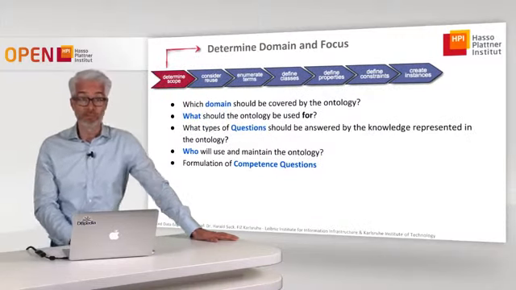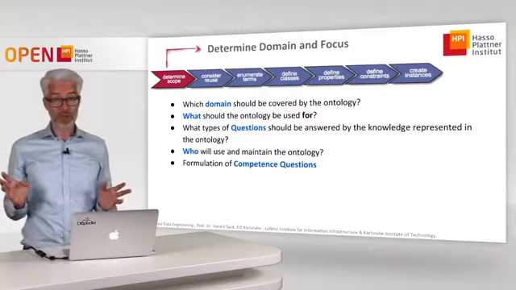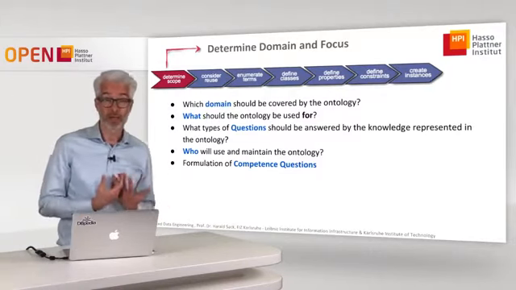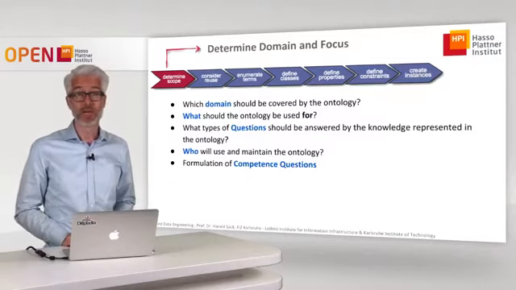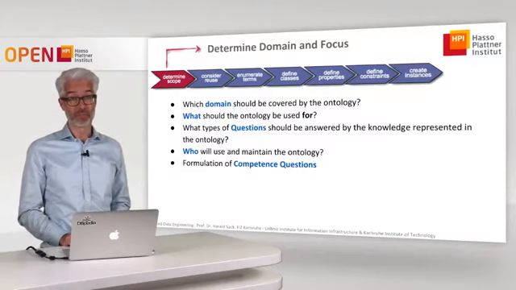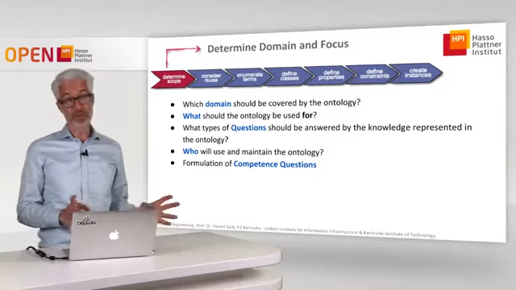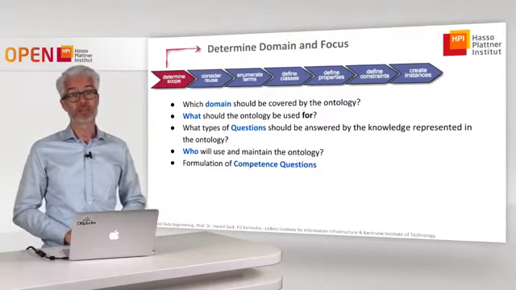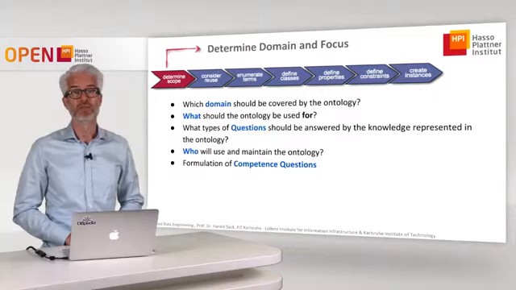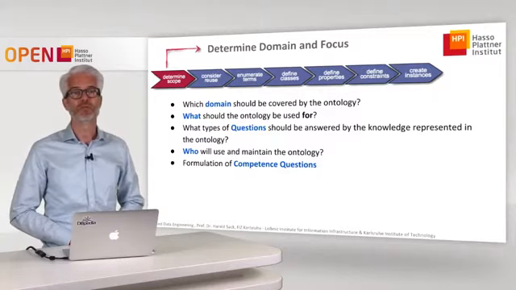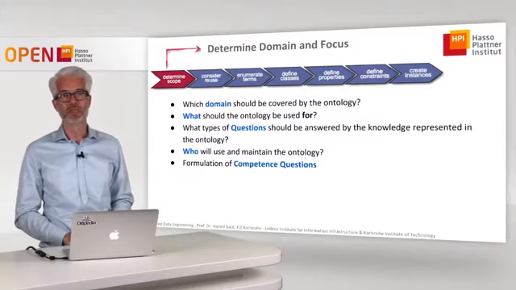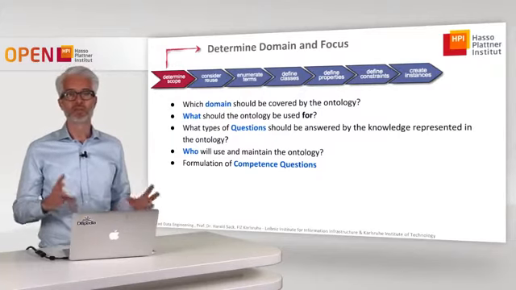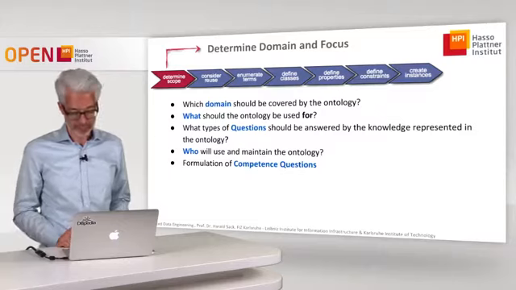Where do we start? First of all, we have to think about what is the domain of my ontology. What kind of knowledge do I want to be covered by the ontology? And then I should also think, for whom is the ontology intended? So what should the ontology be used for and by whom? What types of questions should be answered with the knowledge represented in the ontology? And who will use and maintain it?